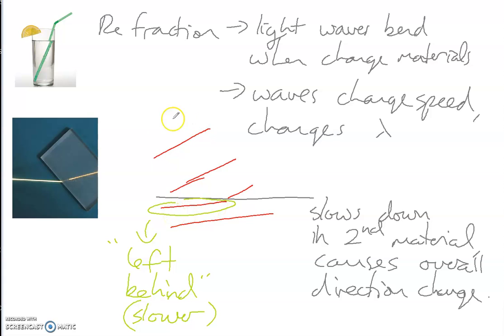All right, so this is where the faster ones were, slows down. So it slows down in the second material. It causes an overall direction change, and also the wavelength got smaller. Okay, so the wave slows down, it changes direction, sort of gets held back, while the other part just keeps on going the same speed, and that's what causes refraction. And we'll look at this in quite a bit more detail, probably in the next video.